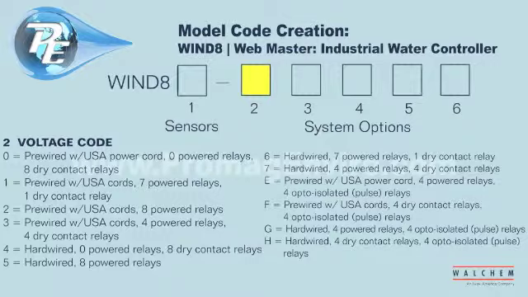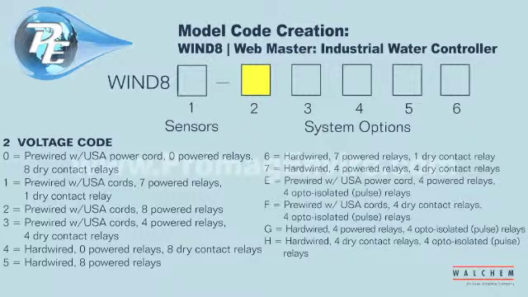The number 4 represents hardwired, 0 powered relays, and 8 dry contact relays. The number 6 represents hardwired, 7 powered relays, and 1 dry contact relay. The number 7 represents hardwired with 4 powered relays and 4 dry contact relays.